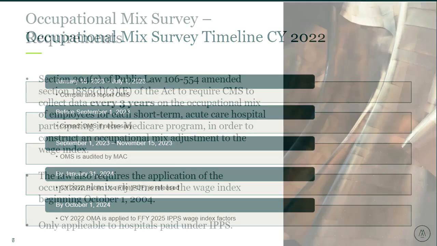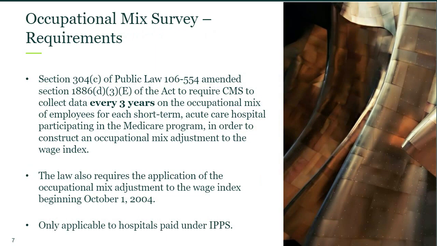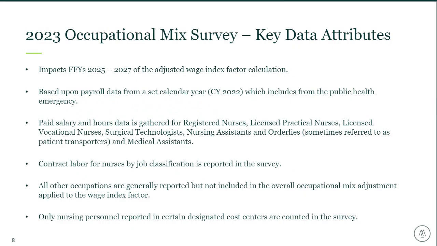The occupational mix data is collected every 3 years and is only applicable to hospitals paid under IPPS. The data collected by the Medicare administrative contractors will be used in setting the occupational mix adjustment factor for the wage index for federal fiscal years 2025, 2026, and 2027. The occupational mix has several key data attributes. Again, it will impact the federal fiscal years 2025 through 2027.